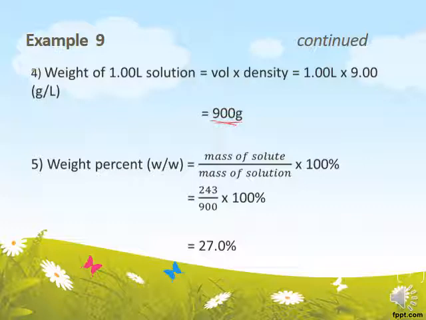In step 3 just now, the mass that we obtained, mass of the solute, substitute it here. Mass of the solution, which is the mass of the 1 liter ammonia, we substitute here, times by 100, we should get 27 weight over weight percent.